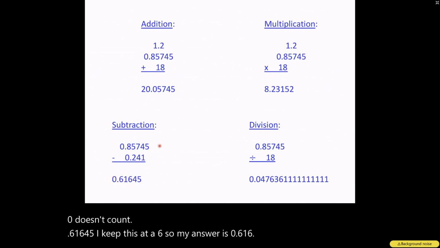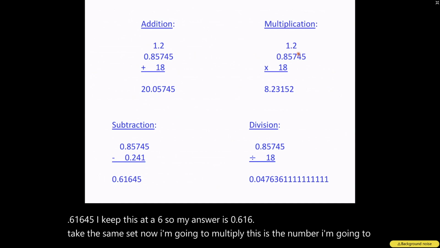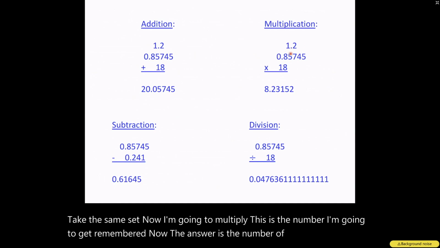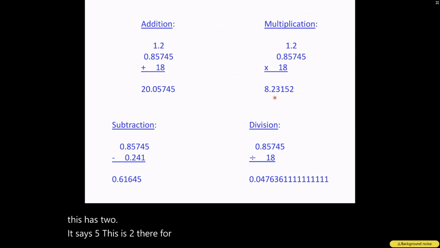Okay? Take the same set. Now I'm going to multiply. This is the number I'm going to get. Remember, now the answer is based on the number of significant digits. This has 2. This has 5. This has 2. Therefore, this answer has to have 2. In this case, it's 8.2. I ignore this.